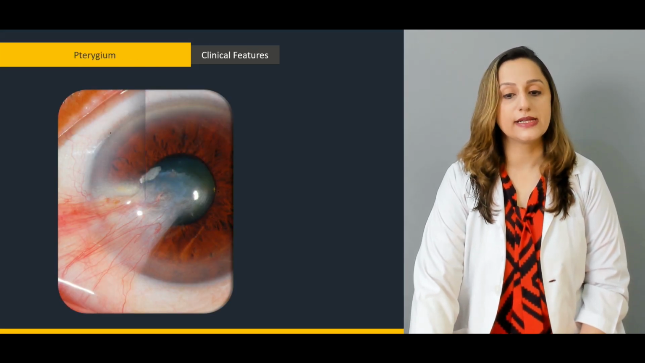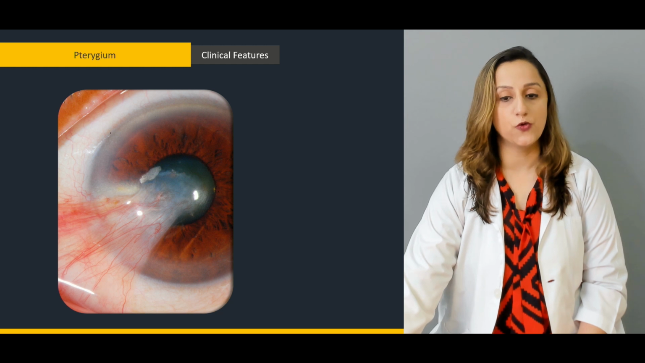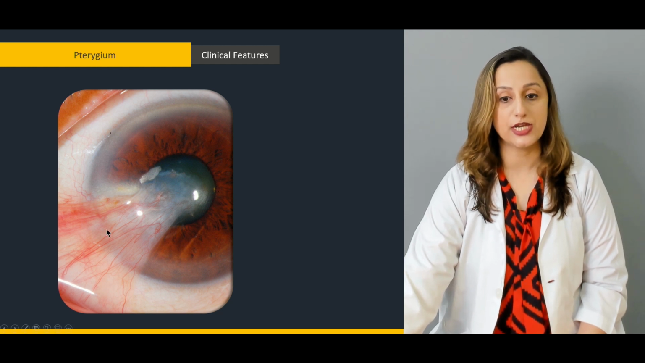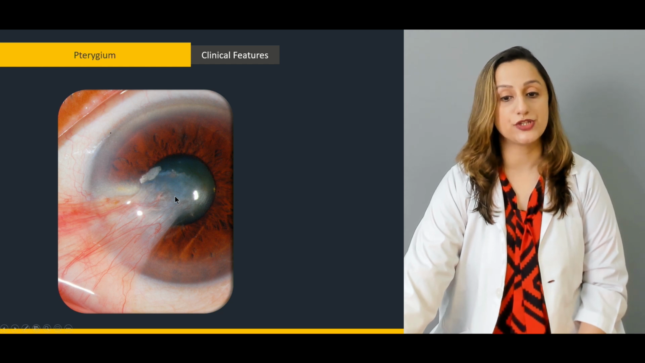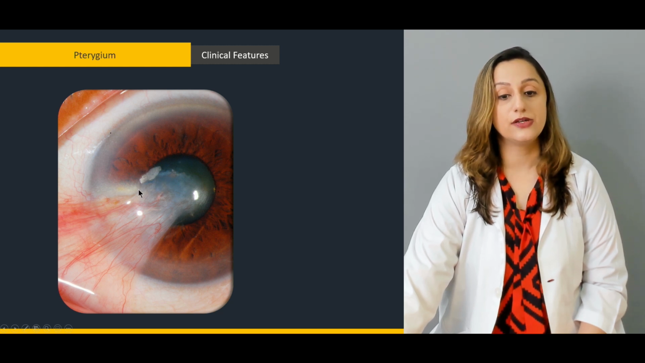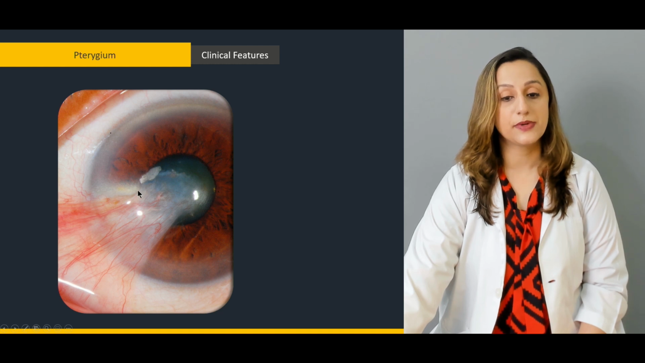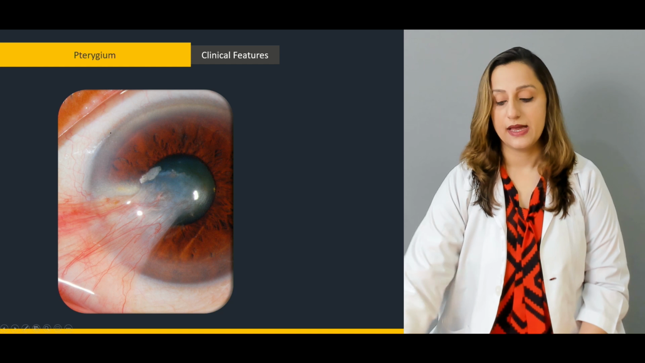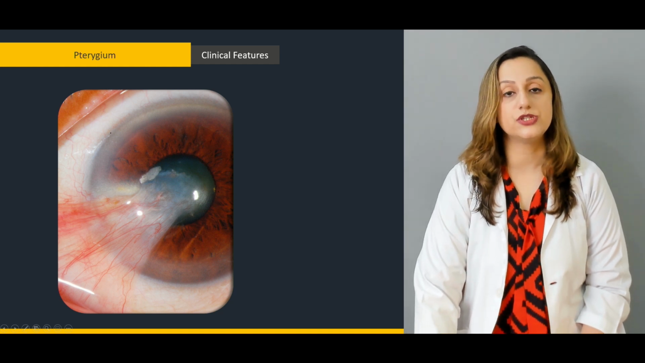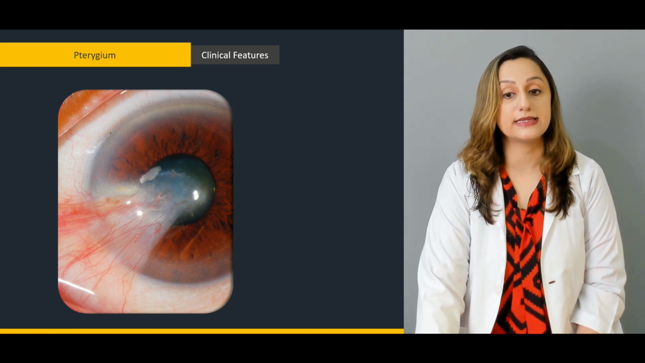Finally, relating to the clinical features of this particular fold, as you can clearly appreciate over here, this is a very clear picture showing a pterygium. When we look at this picture, we observe that there is a head, then there is a constriction after the head, which is known as the neck, and the final body of the pterygium, or this vascularized tissue, that has started to degenerate the cornea as well as the conjunctiva.